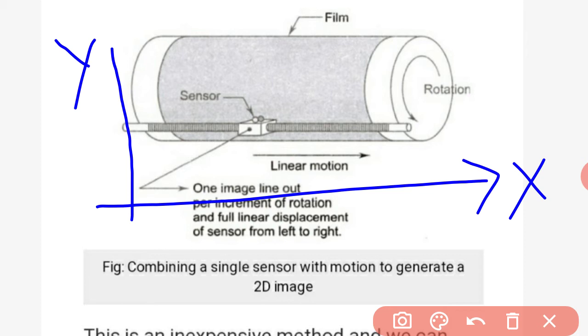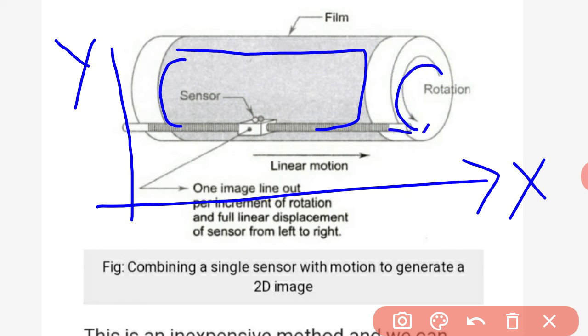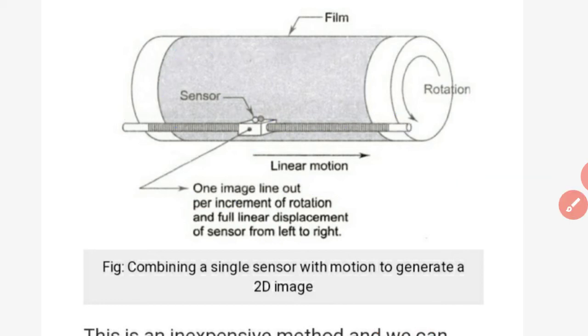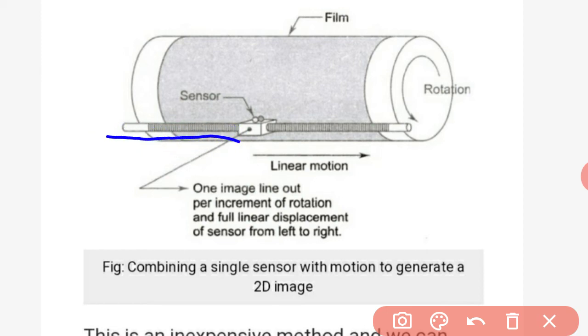is provided. Now this is our film, which is rotated by using our stepper motor, whether in anti-clockwise direction or clockwise direction. Our sensor is placed in the center position of this linear motion mandrel. So one image line is output per increment of rotation, and full linear displacement of the sensor from left to right. Now this sensor will move in this direction, from left side to right side and also right side to left side.